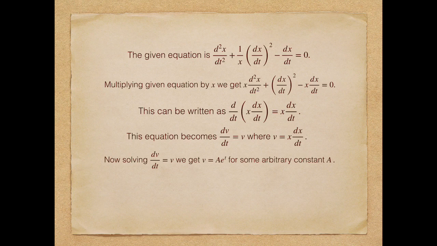So this can also be written as x dx/dt equal to a exponential t because v was nothing but x dx/dt, or equivalently we can write x dx equal to a exponential t dt. This upon integration can give us the function x itself.